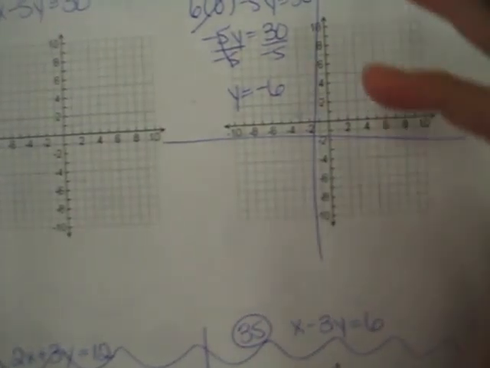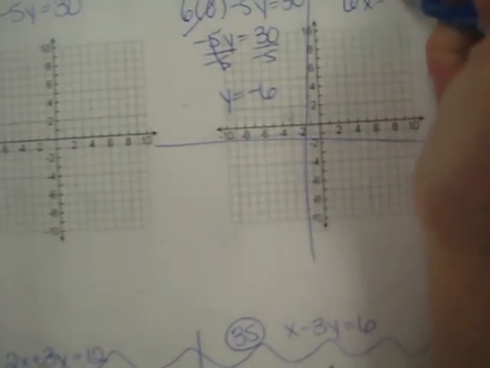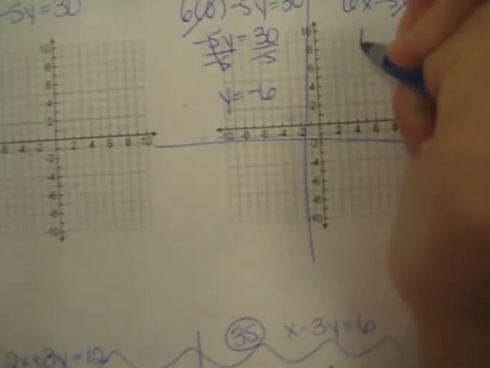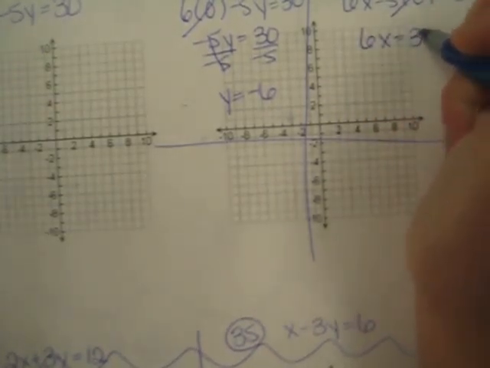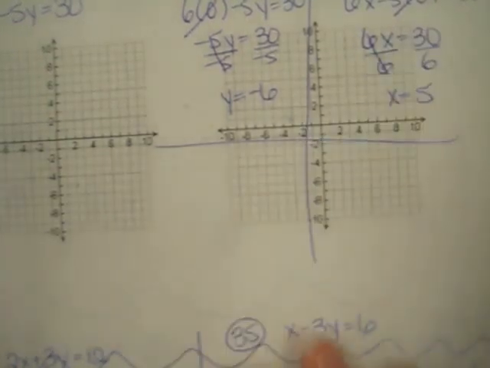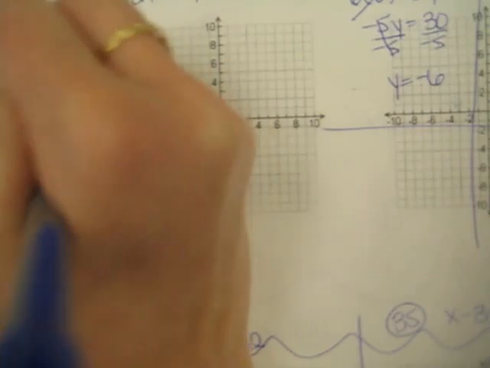Next I have y equals 0. So 6x minus 5 times 0 equals 30. That just drops out. 6x equals 30. Divide everything by 6. X equals 5. There's our second coordinate point.